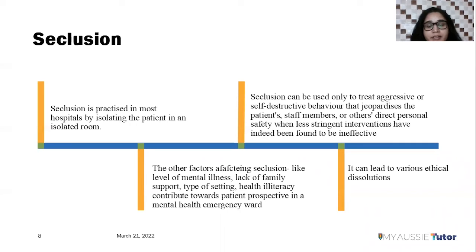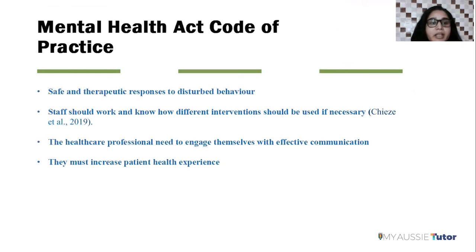It can lead to various ethical dilemmas among the nursing professionals, but they need to show their skills, competence, and problem-solving abilities along with critical decision-making capabilities so that effective restraints can be applied to manage the patient at that time. The Mental Health Act Code of Practice also supports the different types of restraints and their implementation to manage the patient.